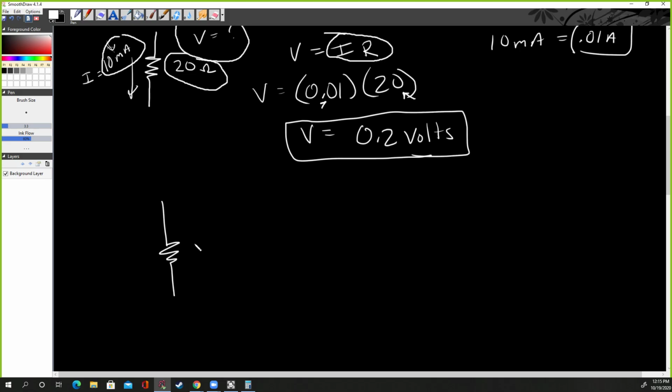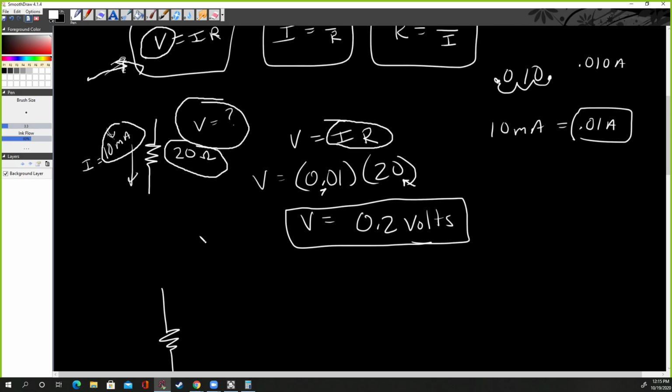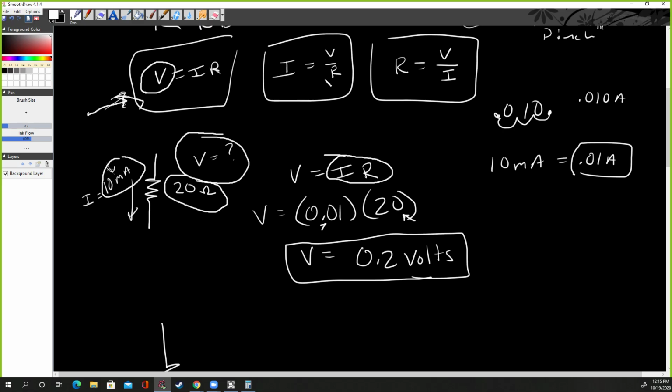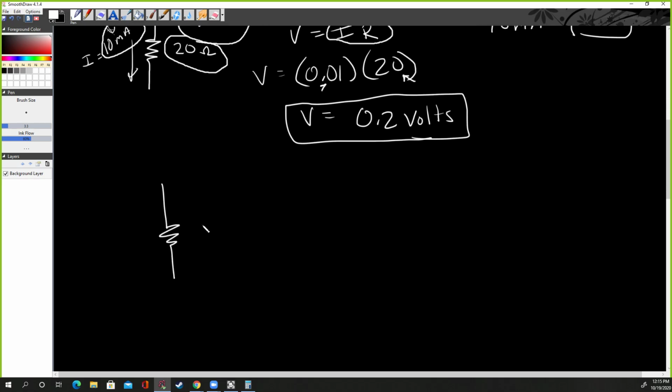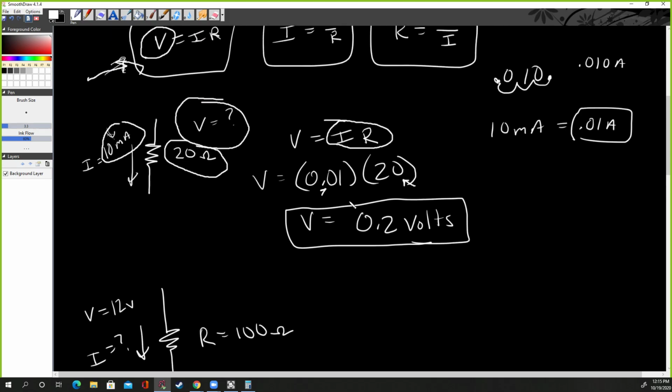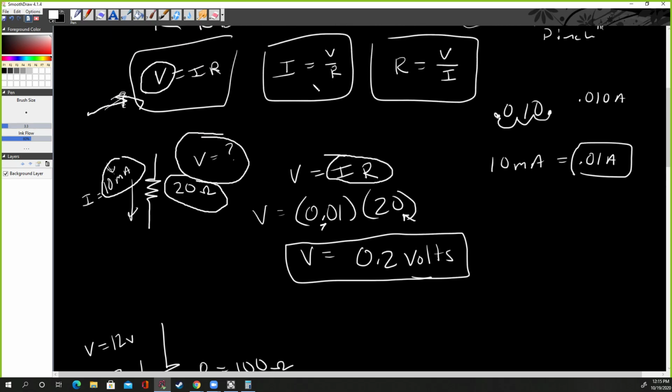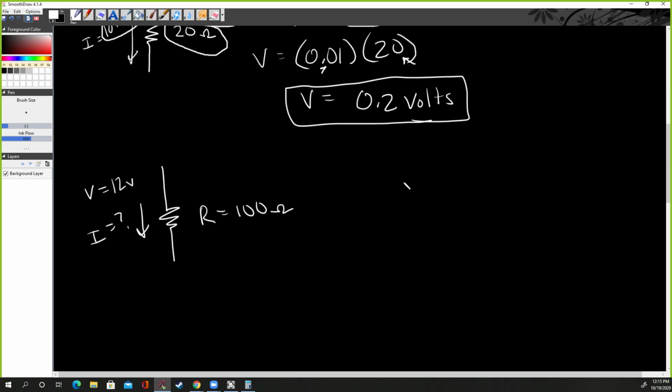There's a resistor. And for this one, we're going to use the second equation. So I'm going to have to make up two of these, a V and an R. R is equal to 100 ohms. And the V is equal to 12 volts. And so how much current? I is equal to question mark. Well, for that one, we're going to use this equation because they give me these two, and they're asking for this one. So let's do that.